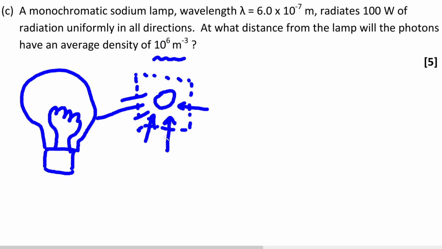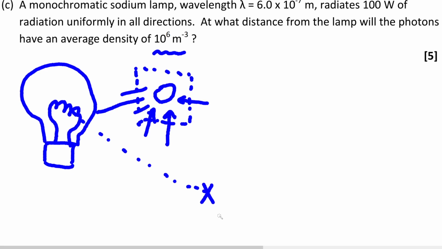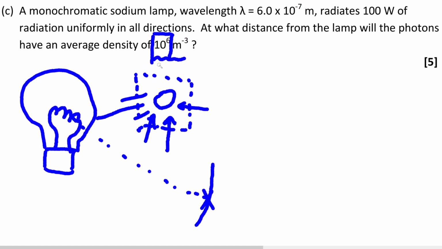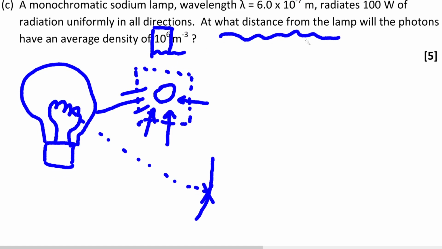And so what it means by the average density is it's telling us that there is a certain distance away from the center, the point source of light, at which every meter cubed, if that exact point in space was replicated across a meter cubed of volume, would have 1 million photons in it. And the clue that tips me off to the fact that you need to use an infinitesimal quantity to solve this problem is that it's asking for a distance from the lamp.